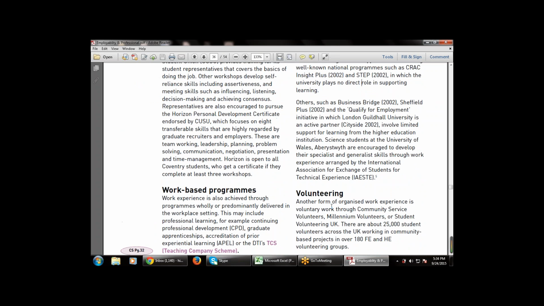Then volunteering is another form of organized work experience, used with Community Service Volunteers, the Millennium Volunteer or Student Volunteer UK. There are about 25,000 students volunteering across UK universities, working in community-based projects in over 180 FE and HE volunteering centres.